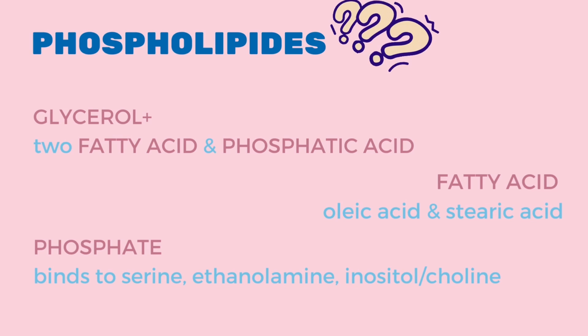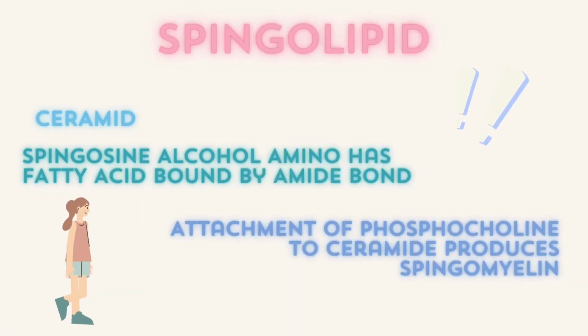Membranes contain phospholipids, which consist of glycerol esterified to both fatty acids and phosphoric acid. Phosphate is usually also esterified to small molecules such as serine, ethanolamine, inositol, or choline. Membranes also contain sphingolipids such as ceramides with a long chain of the amino alcohol sphingosine, which has a fatty acid linked by an amide bond. Attaching phosphocholine to the ceramide produces sphingomyelin.